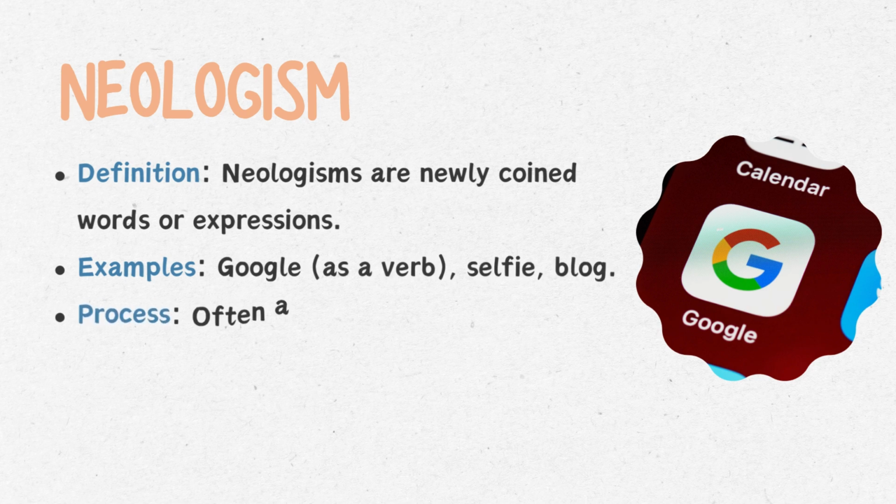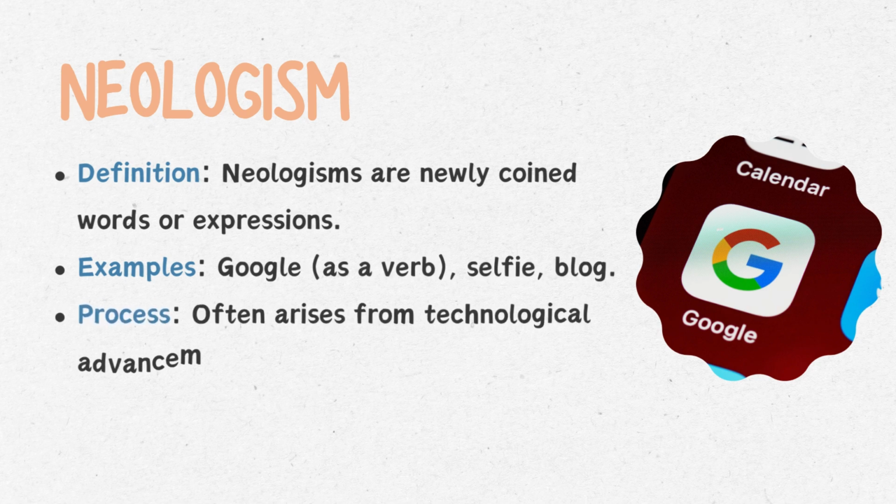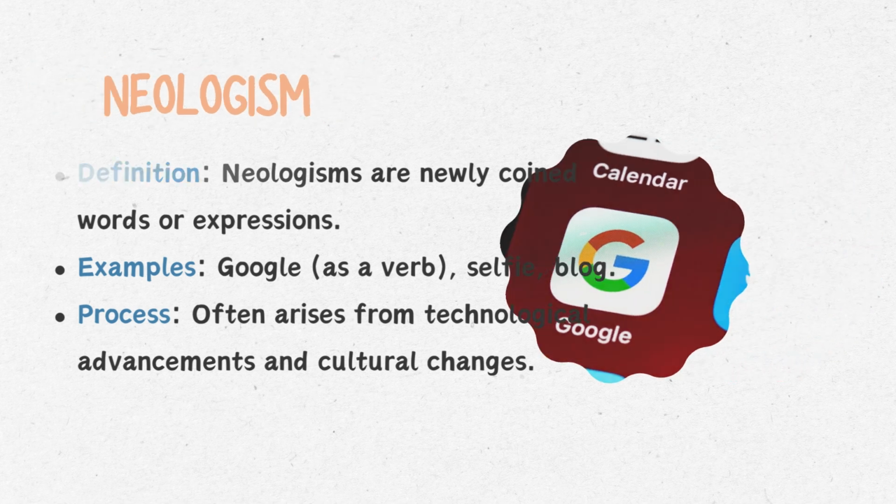First, we have neologism. Neologisms are newly coined words or expressions. For example, Google as a verb, then selfie and blog, are also examples of neologism. Neologisms often arise from technological advancements and cultural changes.